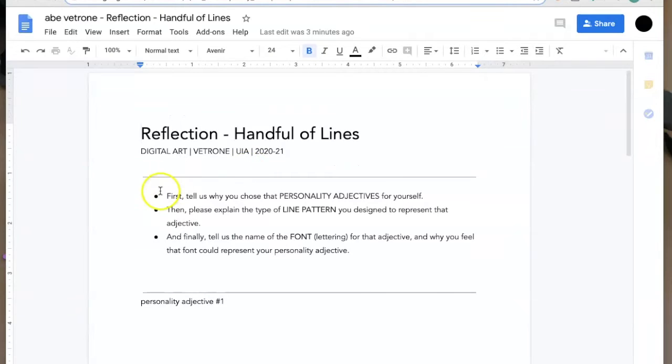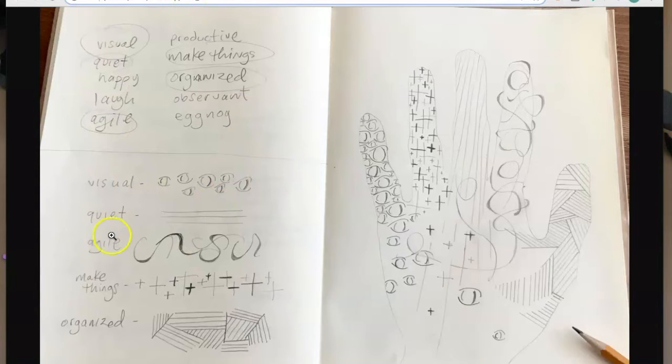You're going to tell us three things about the personality adjectives. For each adjective, you did five adjectives, right? You've already sent me your amazing pictures of the five words and the line patterns you came up with for those words, and your lovely hand drawing with all the line patterns inside. Now you're going to tell us about these words that you chose for yourself and about the line patterns that go with them.